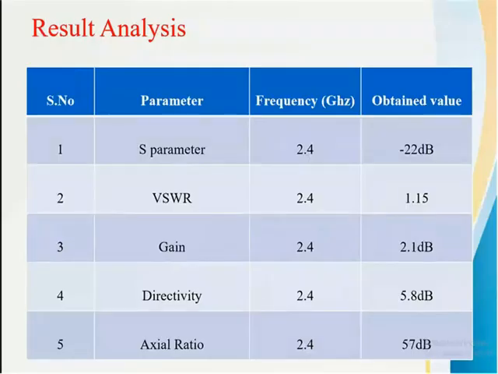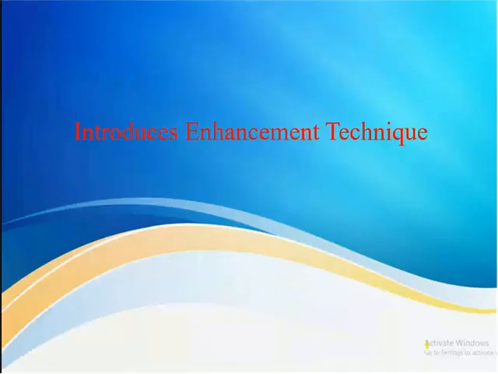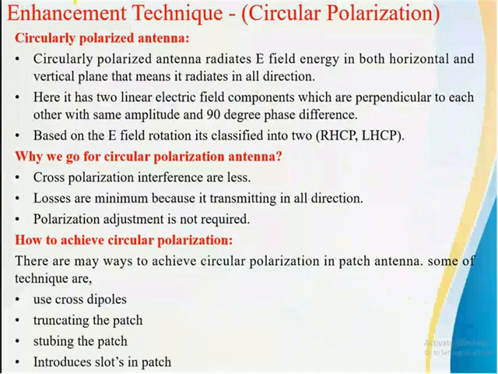Result analysis. In existing method, the S parameter is minus 22 dB. VSWR value is 1.15. Gain of the antenna is 2.1 dB. Directivity is 5.8 dB and axial ratio is 57 dB. Next we introduce some enhancement technique. Here we use circular polarization technique.